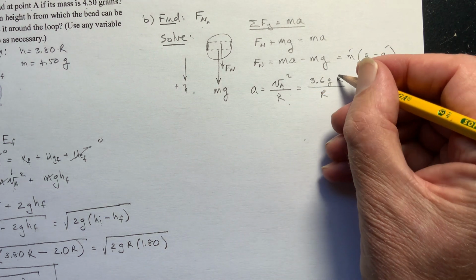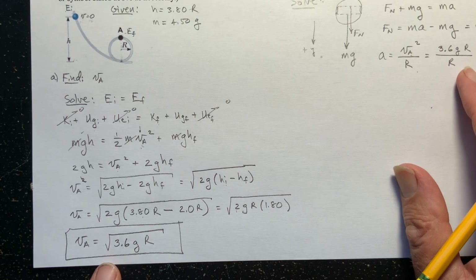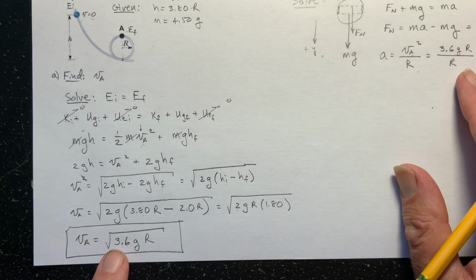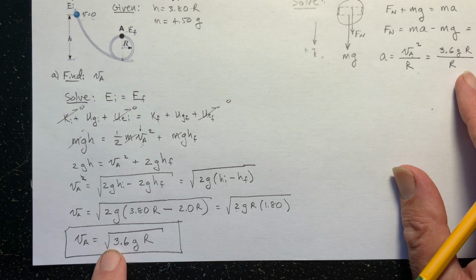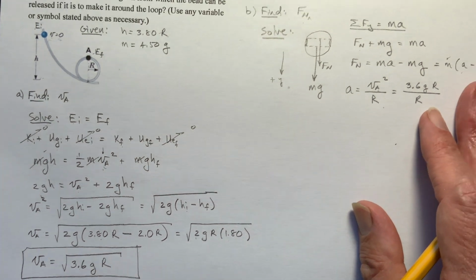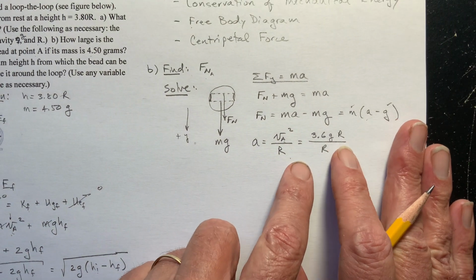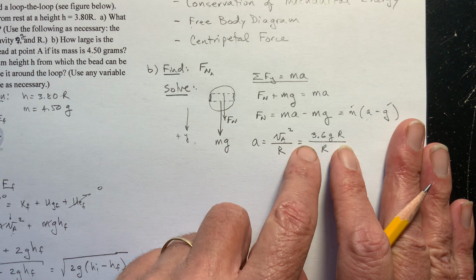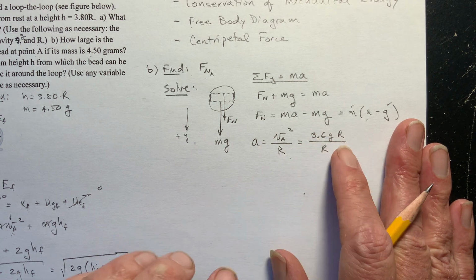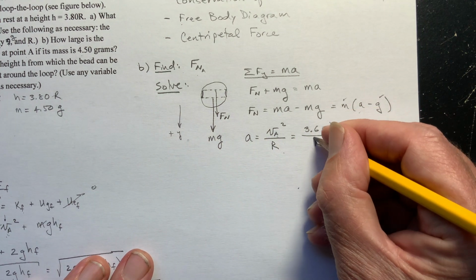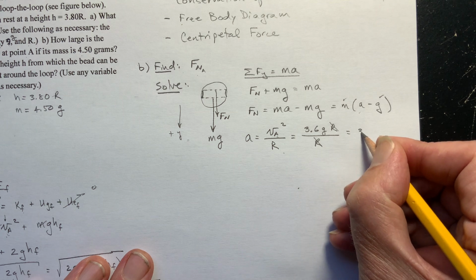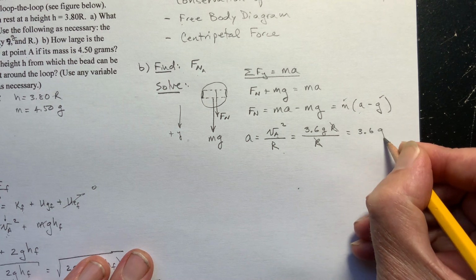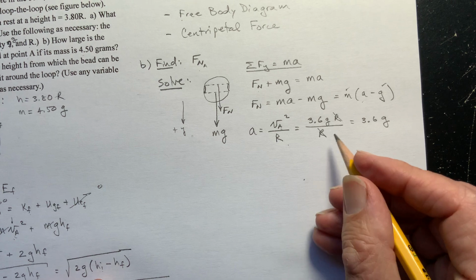And now, see where I got that from? I just took the velocity at A, you square it, that just gets rid of the square root symbol, and then you have that. So VA squared is equal to 3.6 times g times r. Well, r cancels. And so this is equal to 3.6 times g.